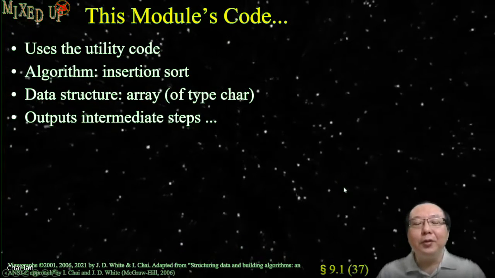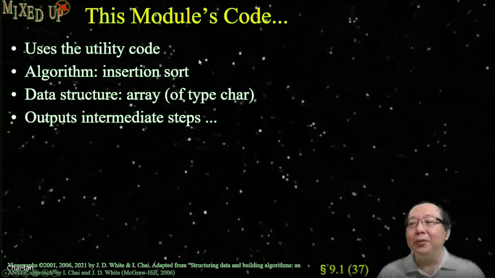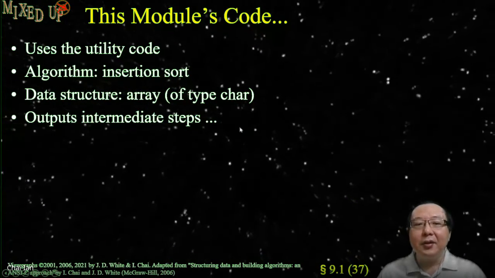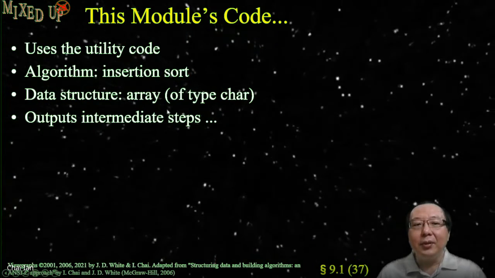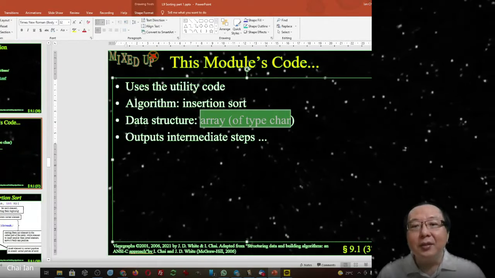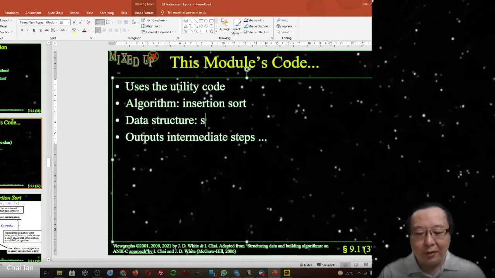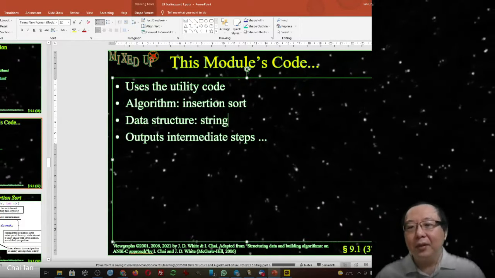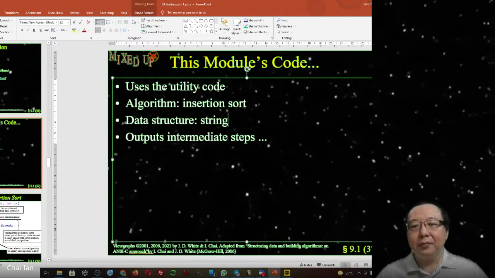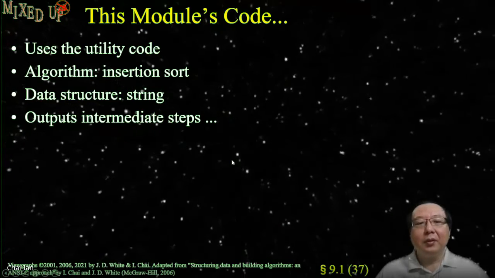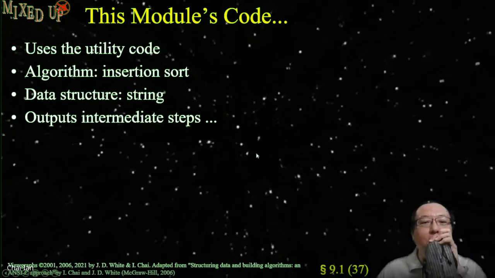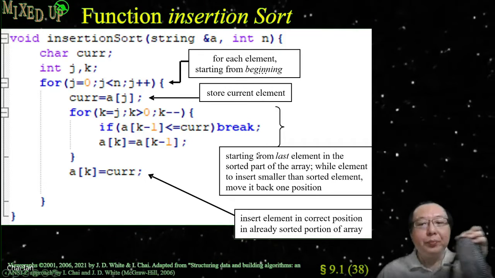Okay, so this module's code uses that same utility code we showed you at the beginning, and it does the insertion sort. Actually, I forgot to change this. Data structure is of type string. Okay. And this one, we're going to show the intermediate steps so that you can see what's going on.